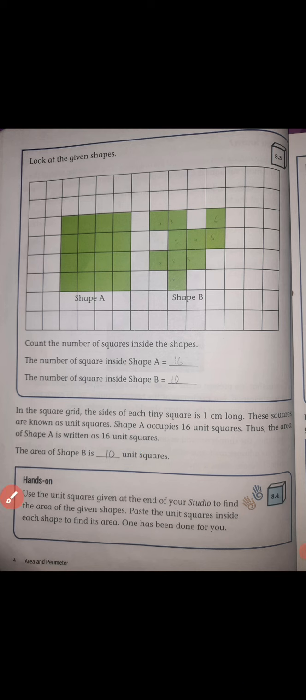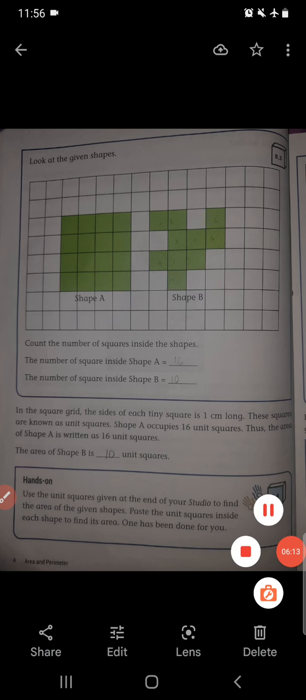Now use the unit squares given at the end of your studio to find the area of a given shape. Paste the unit squares inside each shape to find its area. One has been already done for you. Now see children, here the first picture's area is equal to 5 unit squares. Here also square grids are given for you. In the first square grid, a red color box is also given. In that red color box you have no squares.